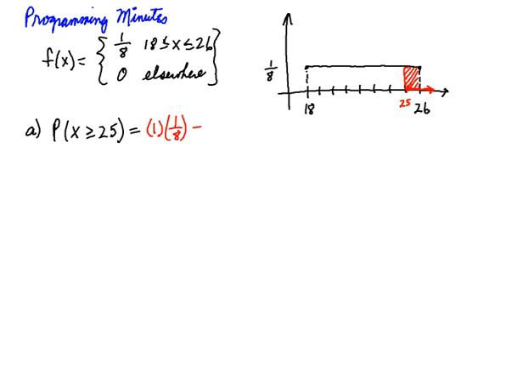Or to find the area of the rectangle, you'd multiply those and get 1/8, which is equal to 0.125 or 12.5% for the answer for part A.